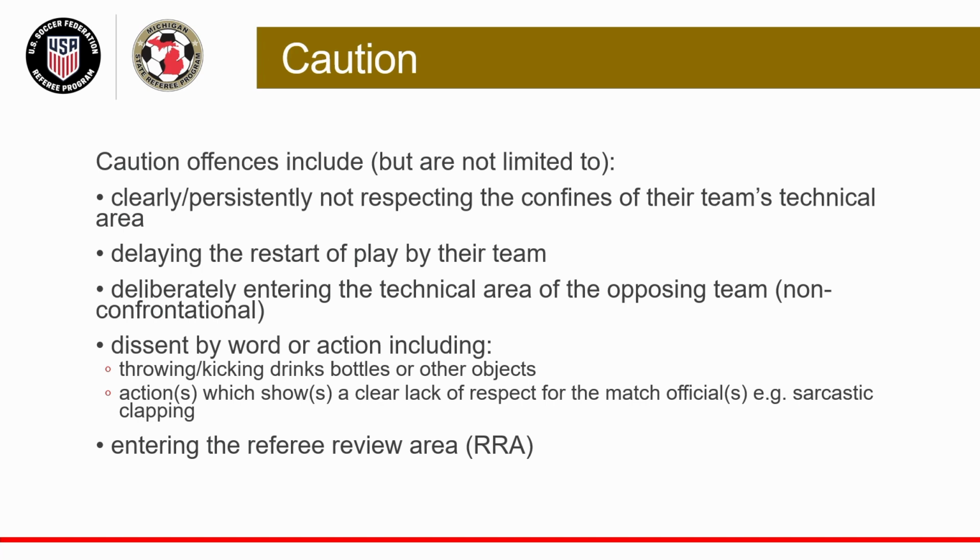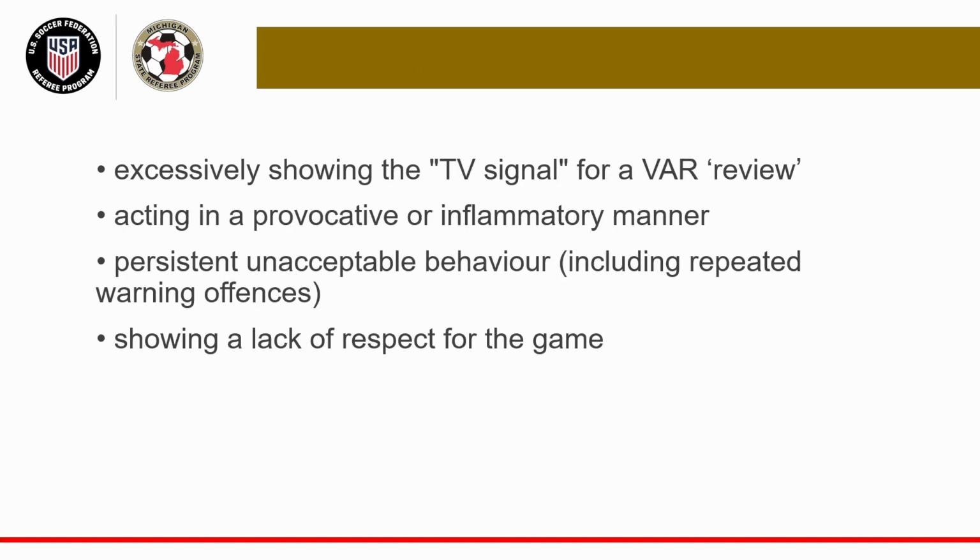Entering the referee review area. This is when you have the VAR, so your game may not really be relevant on this particular bullet point. Excessively showing the TV signal for VAR review. Now, as I said earlier, you don't have a game with a VAR, but a player might still do this. Referee review area is something that you don't have on, let's say, a state-cup match, but a player could still sarcastically do the VAR TV signal. Acting in a provocative or inflammatory manner. Persistent, unacceptable behavior, showing a lack of respect for the game. These offenses should usually result in a caution.